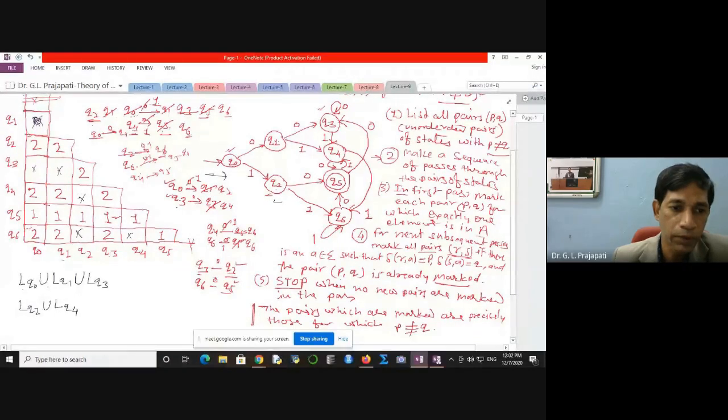You have seen that Q2 and Q5 is marked, so it will not go to this equivalence class. Q0 and Q5 is also marked, which means it will also not go to this equivalence class.